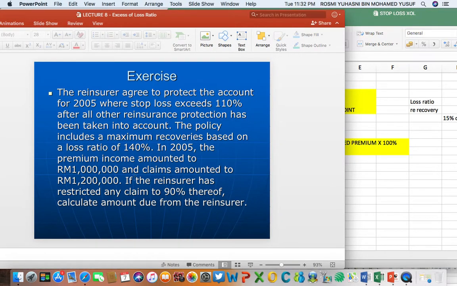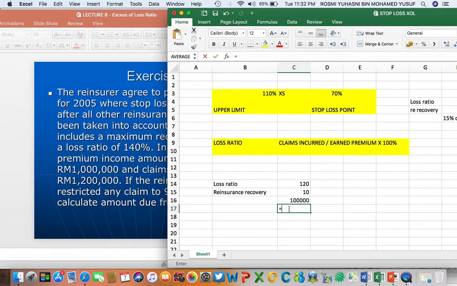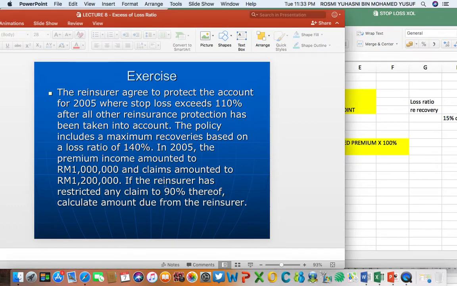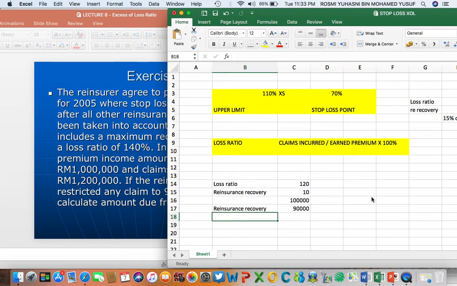But again, if you notice here, it mentions that the reinsurer has restricted any claim to 90% thereof. So the reinsurance recovery will only be 90% of this 100,000. So this is the reinsurance recovery, meaning that the other 10% is retained by the insurer. The reinsurer is not paying 100% of this recovery because they will limit it by a certain percentage, for example 10%, or it could be 15 or 20%.